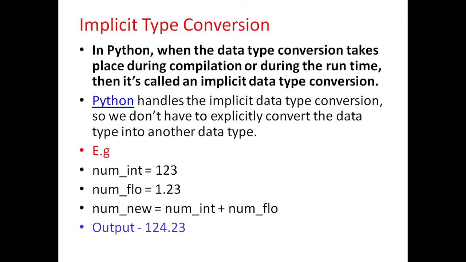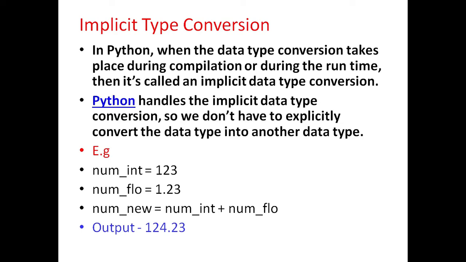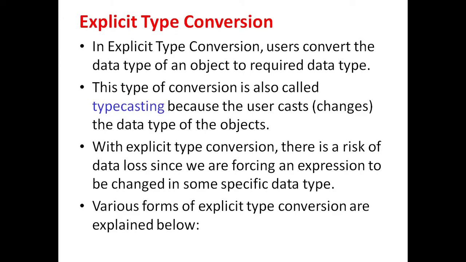In Python, when the data type conversion takes place during compilation or during runtime, then it is called an implicit data type conversion. Python handles the implicit data type conversion, so the user need not explicitly convert a data type into another data type. For example, here two variables are defined. First is an integer, in which the value 123 is assigned, and then a float, in which the value 1.23 is assigned. When we add these two numbers, that is num integer and float, the output will be 124.23.